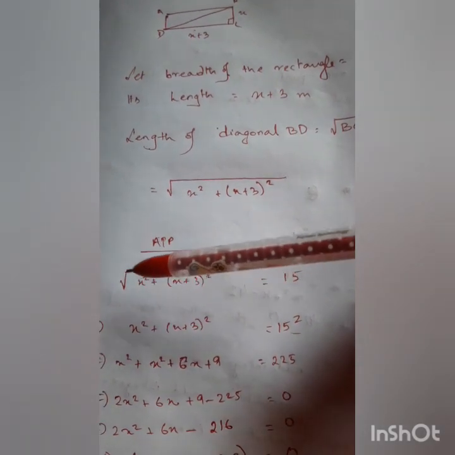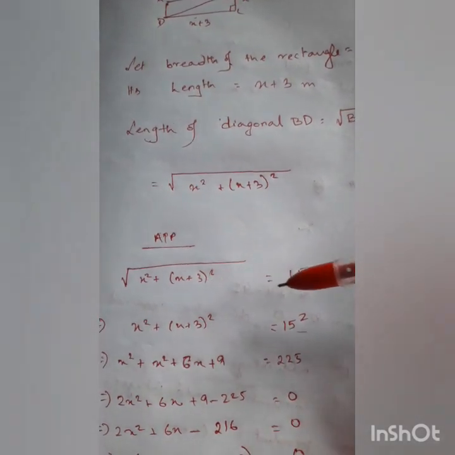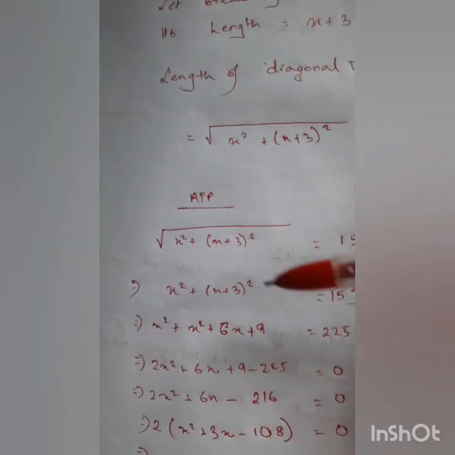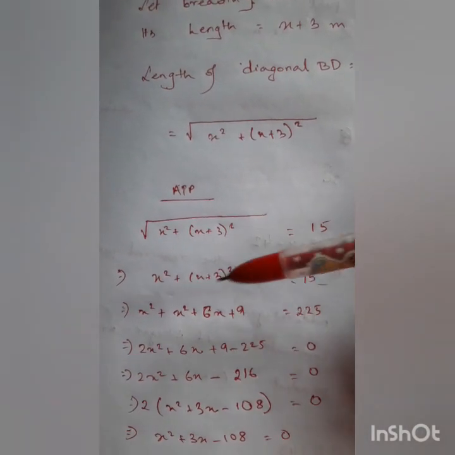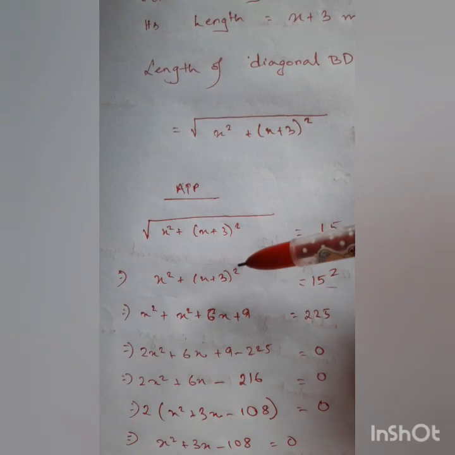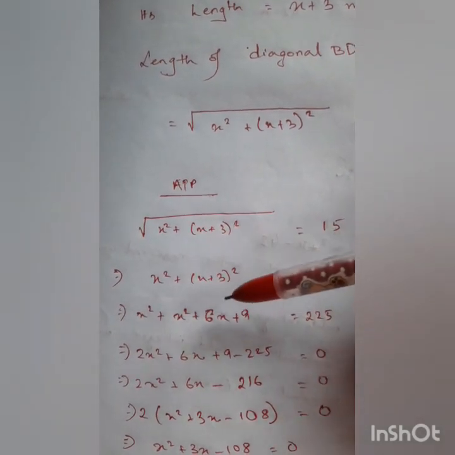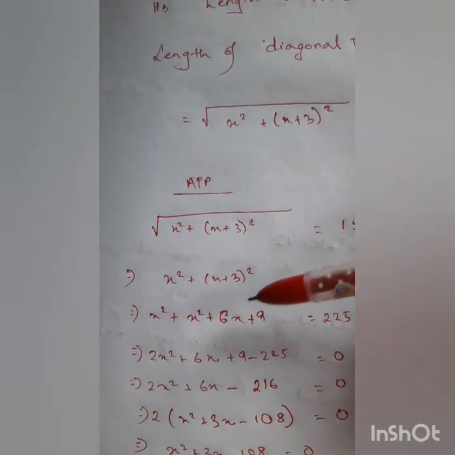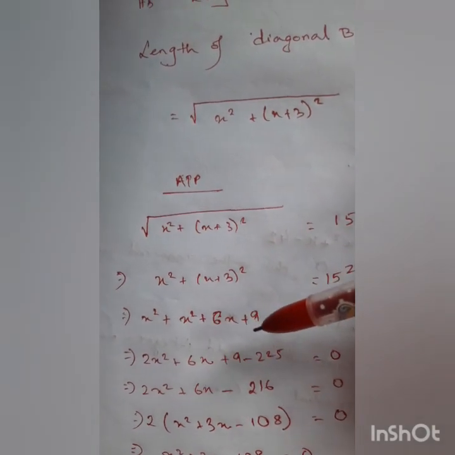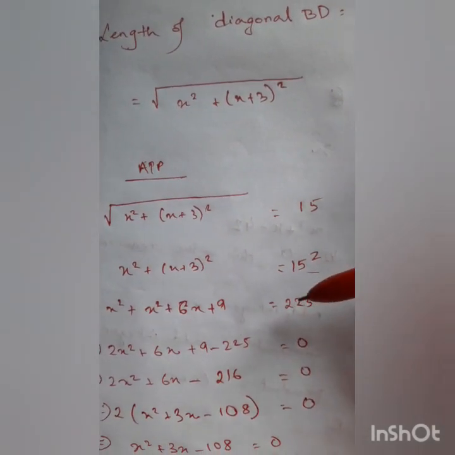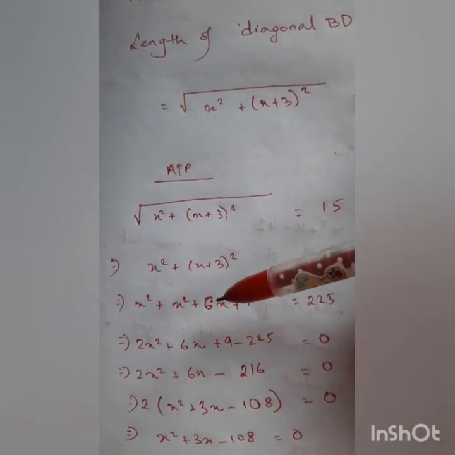So according to the problem, this becomes root over x square plus (x plus 3) whole square equals 15. Squaring both sides, we have x square plus (x plus 3) whole square equals 15 square. We use (a plus b) whole square to simplify this: x square plus 2ab, so 2 into 3 into x, which is 6x, plus 3 square, 9, equals 15 square, 225. 225 comes to this side.